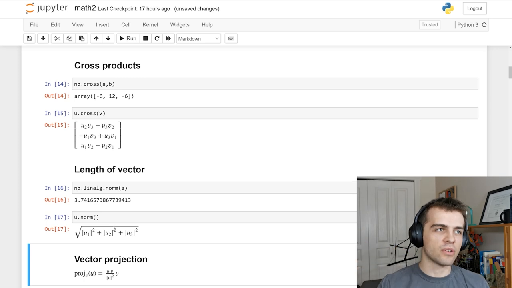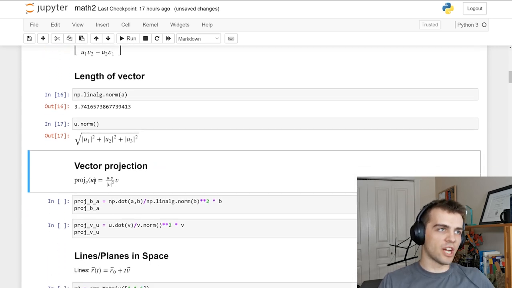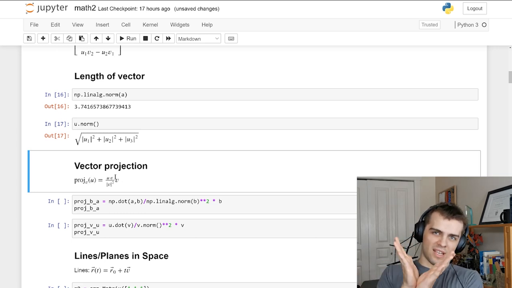And as I go through this video, you'll see why it's important in some cases to keep things symbolic and why you need to do that if you're going to be evaluating integrals and stuff. Of course, other things like vector projection. This is a common formula that you might see. It's the extent to which a vector U is in the direction of a vector V.